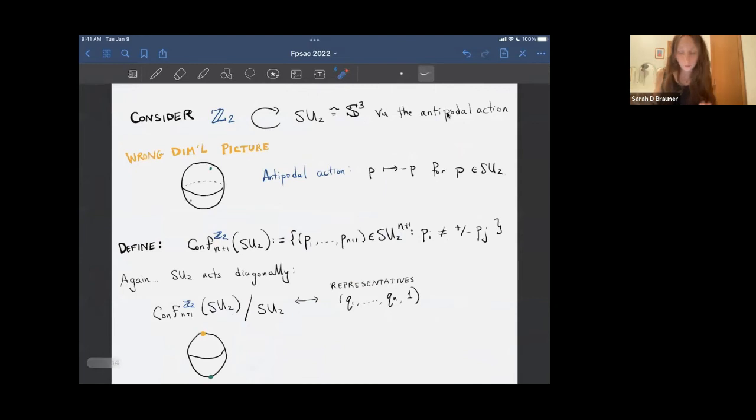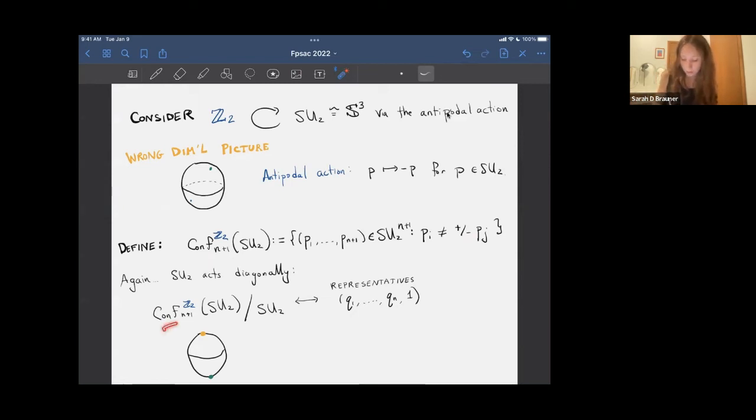Okay, so the orbits we're thinking about here are Z2 orbits. We're thinking about the action of Z2 on SU2, or the 3-sphere, via the antipodal action. Pictorially, this looks like sending the North Pole to the South Pole. Algebraically, this is like sending P to negative P. I can define this Z2 orbit configuration space on SU2. It's the set of points P1 through Pn+1, all in SU2, and this time I'm going to require that Pi is not equal to plus or minus Pj. That's where the orbit is coming in, and this n+1 is telling me this will get at my lifted representations.